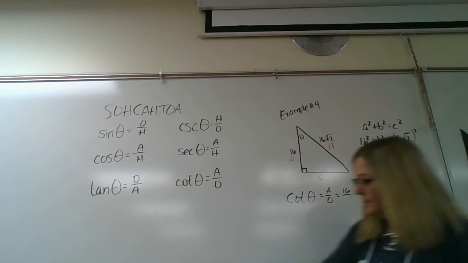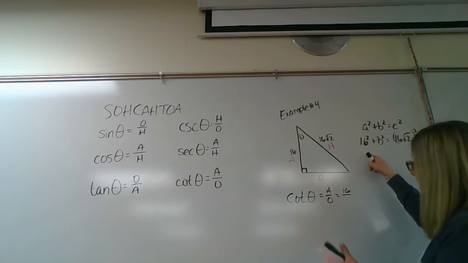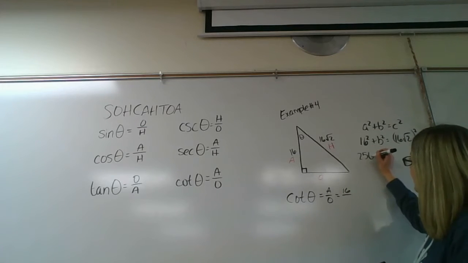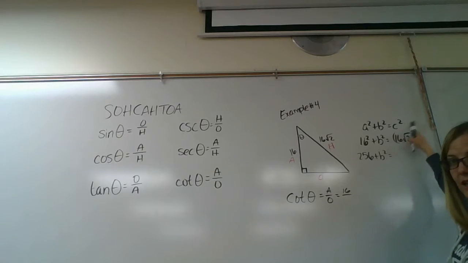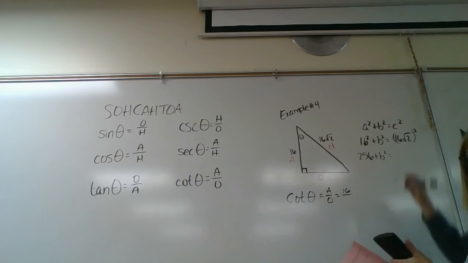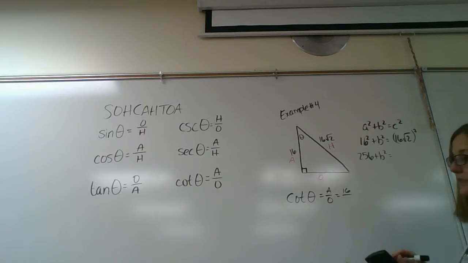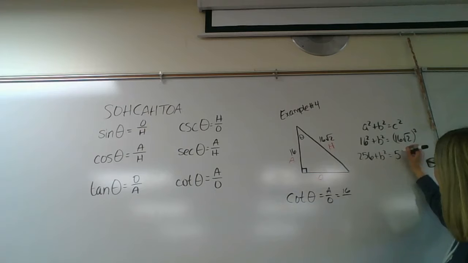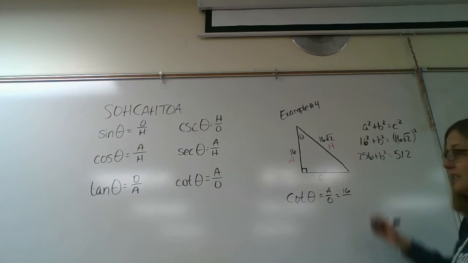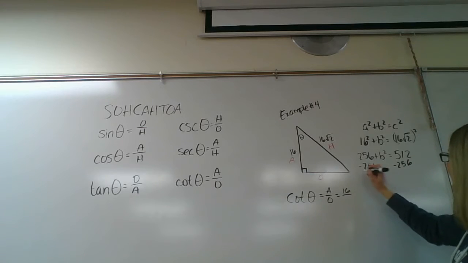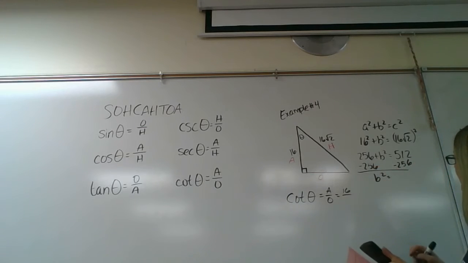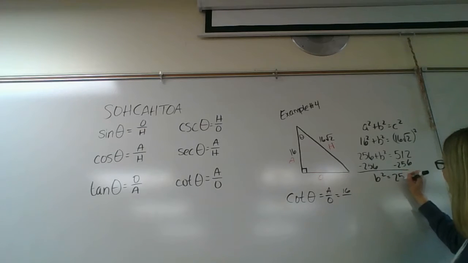All right, you might need a calculator. Here we go. 16 squared is 256 plus B squared. Now, how do I square this? You're going to square the 16. You're going to square the square root 2, or you can type in your calculator as long as you use parentheses. And when I do it, I should get 512. Now, how do I solve this? Subtract 256 to both sides. And now I have b squared equals, what is 512 minus 256? Oh, happens to be 256.